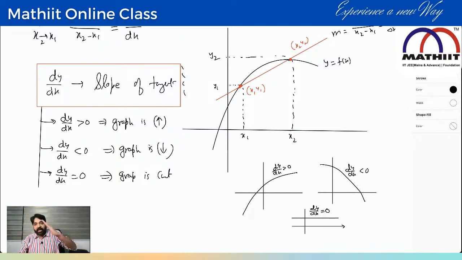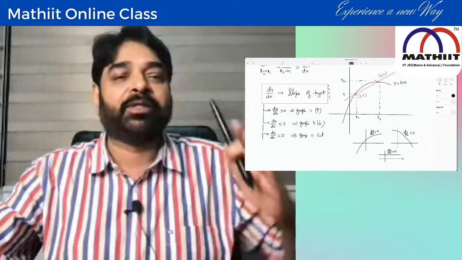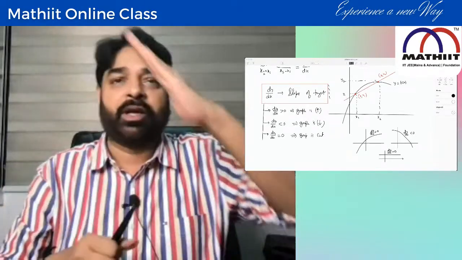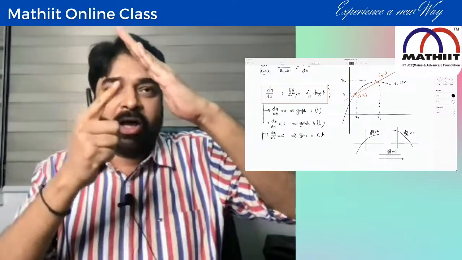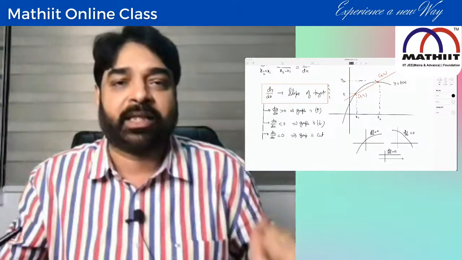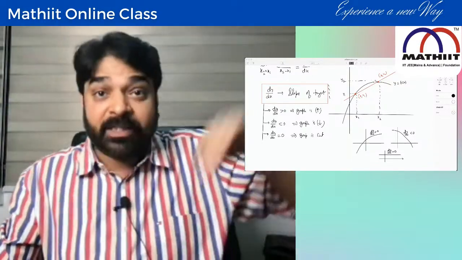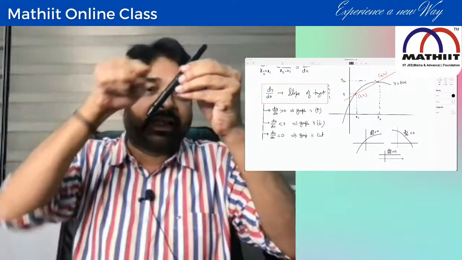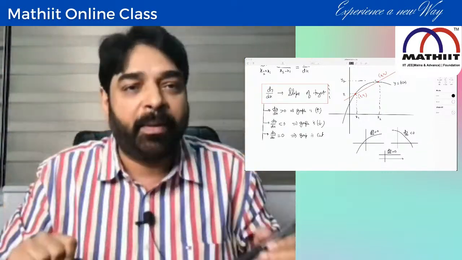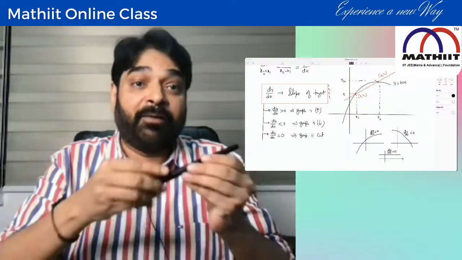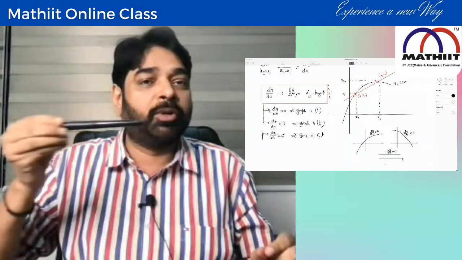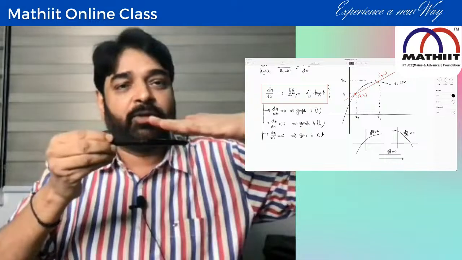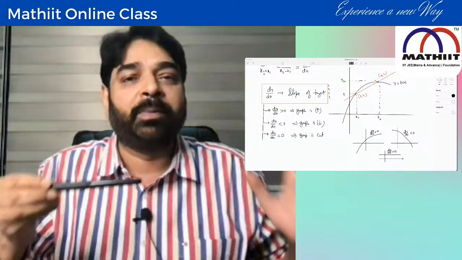Whenever the slope makes an acute angle, it means the graph is going up. Suppose the graph is going up; when you draw the tangent, it will always make an acute angle with the x-axis. And if the graph is coming down, if you draw the tangent, it will make an obtuse angle with the x-axis like this. That's why dy by dx is negative. And if the graph is neither going up nor down, the tangent will be parallel to the x-axis, and the slope will be 0.